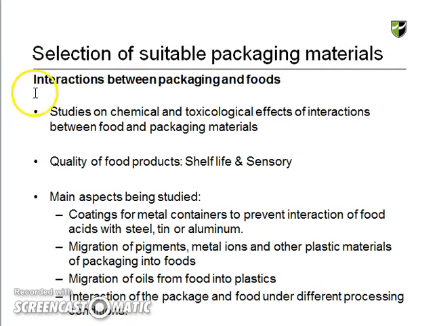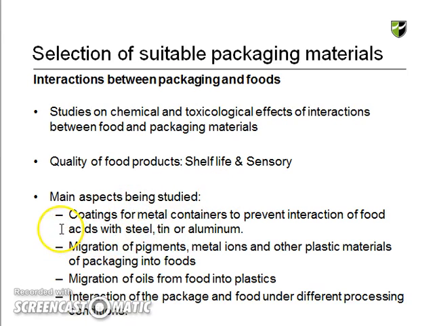Firstly, we have to consider the interactions between the packaging and the foods. In order to understand the compatibility of packaging materials, we definitely have to study the chemical and toxicological effects of interactions between the food and the packaging materials. We also have to understand how long the food products can be on the shelf, which is to look at the shelf life, and their main aspects being studied.